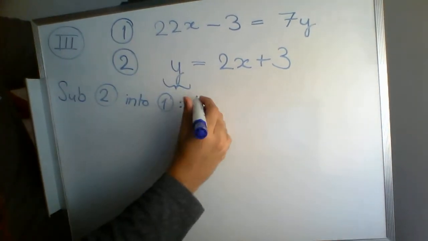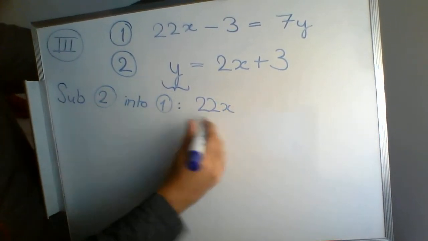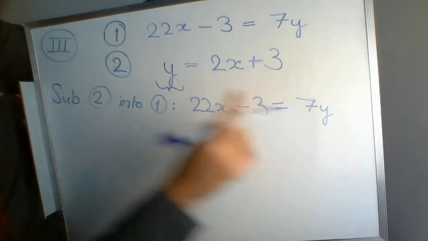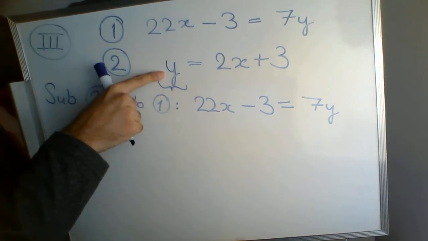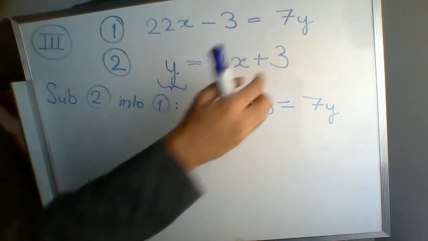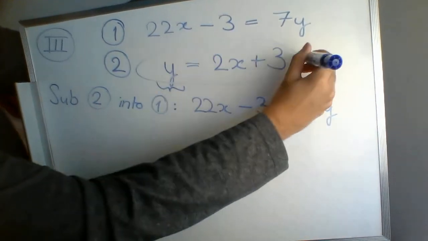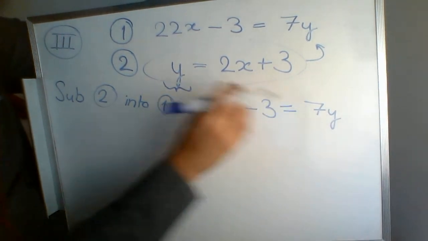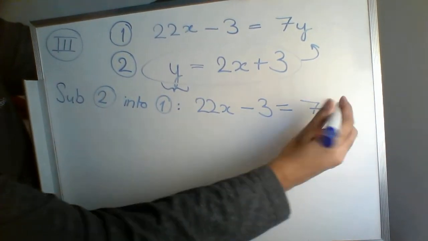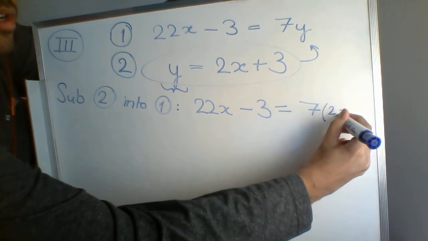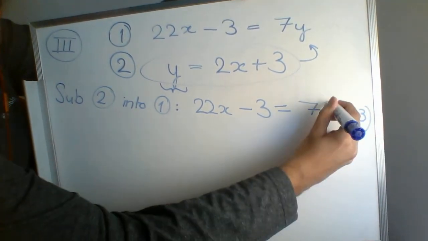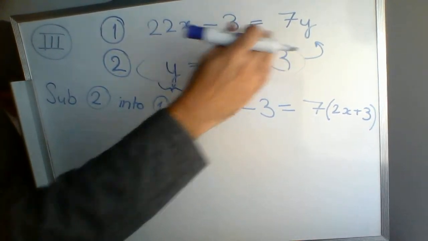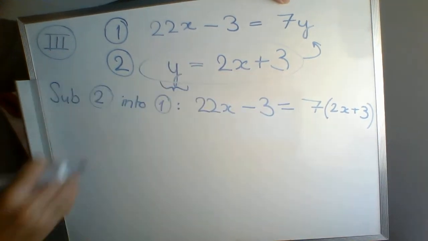So if we're doing that, let me rewrite equation 1 first, and then we'll erase some stuff. So we've got 22x minus 3 is equal to 7 times y. But we know that y is equal to 2x plus 3, right? If we're subbing this equation up there, then I can replace the y up there in equation 1 with this 2x plus 3. But you got to be careful here. Make sure you put it in brackets. 2x plus 3. The reason we're putting it in brackets is because y equals this entire thing, and it's 7 times y. So it has to be 7 times this entire thing.